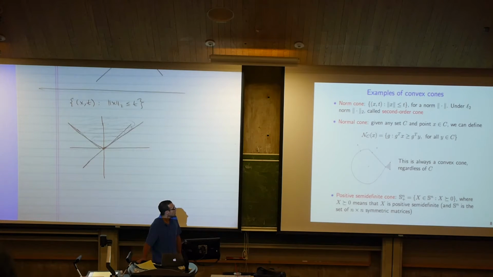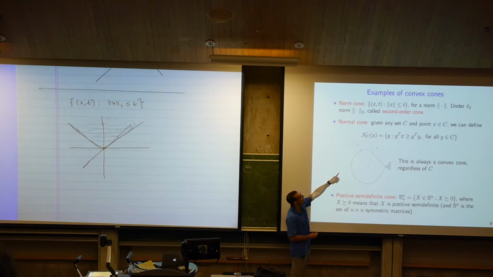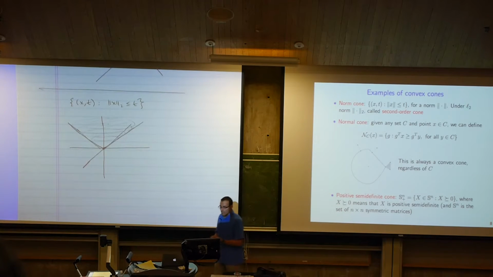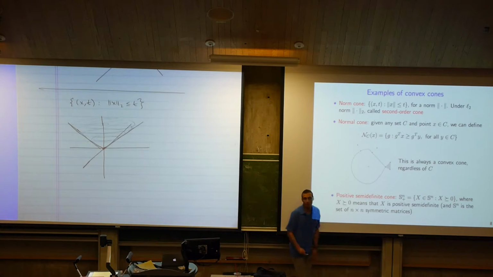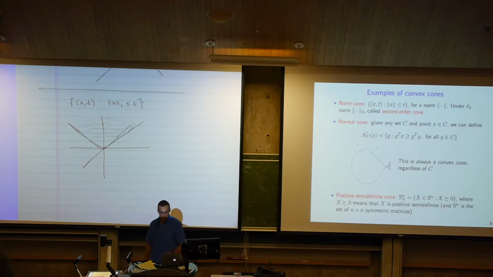If you give me any set C and any point x in the set C, we can define the normal cone. In words, it's the normal to the set C at the point x. The normal cone to the set C at the point x is the set of all vectors g such that the inner product of g with every vector y in the set C is biggest at x. You cannot find any other vector y in the set C that makes that inner product bigger than it is at x.